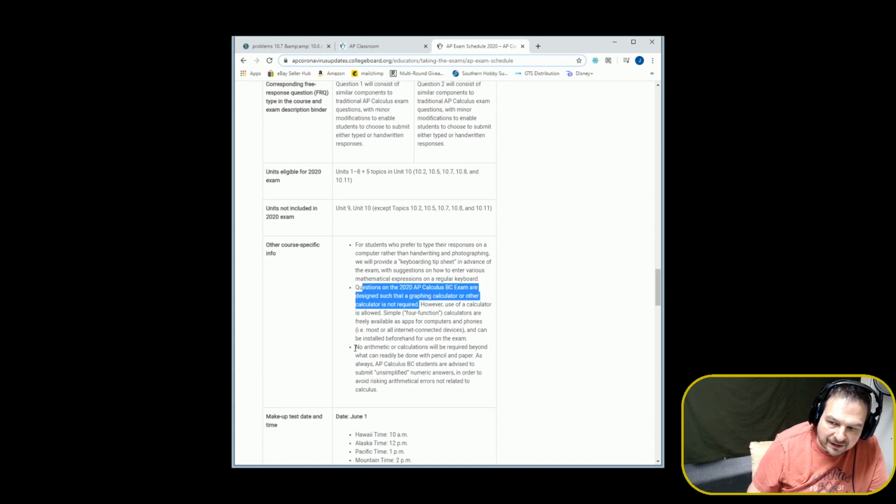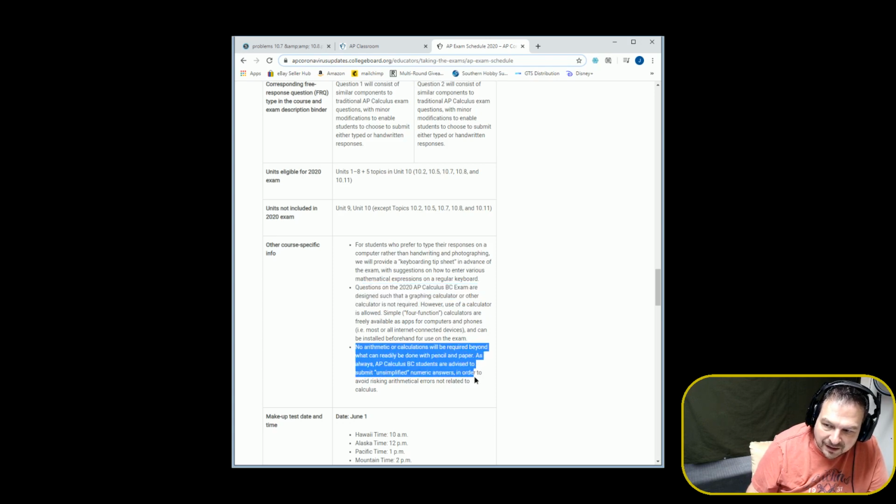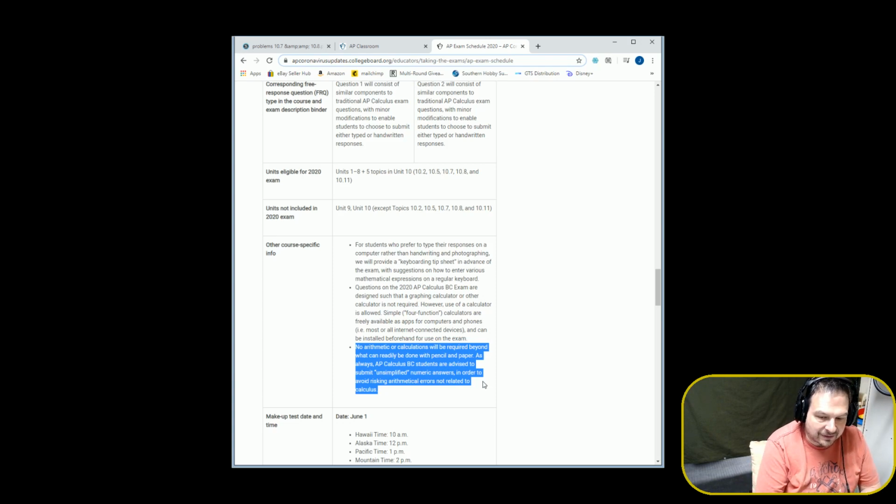And then take a look at this last statement right here. No arithmetic calculation will be required beyond what can readily be done with pencil and paper. So like I said, they're not going to have you find the intersection with a calculator. If they give you an integral problem, it's going to be straightforward, ready to integrate. As always, BC students are advised to submit unsimplified numeric answers in order to avoid risking arithmetic errors. We've talked about that many times.